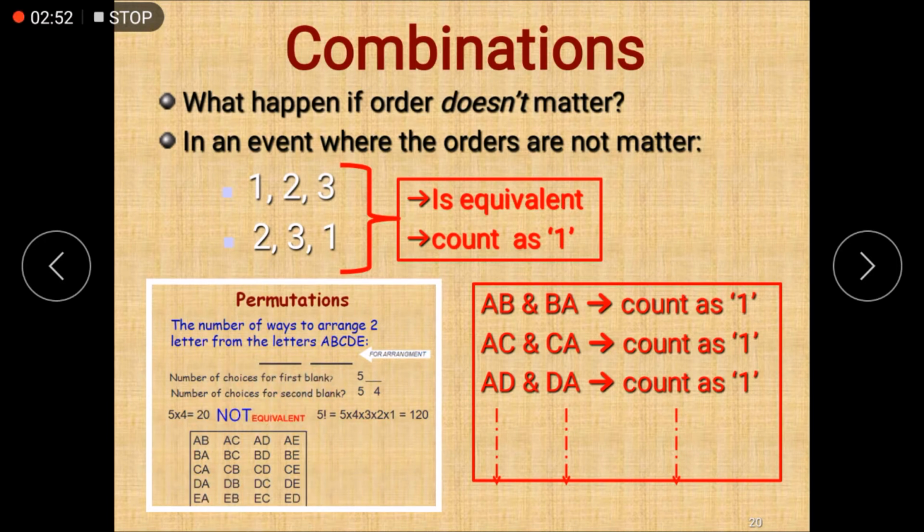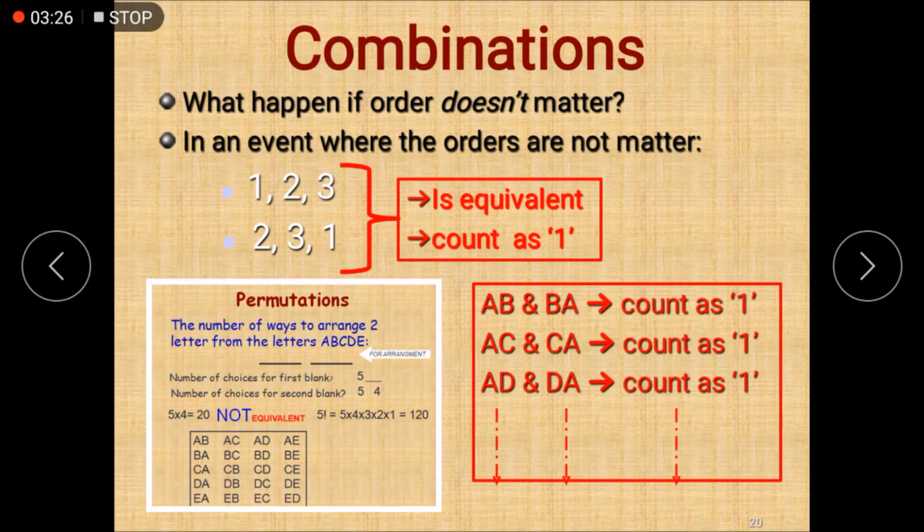But when it comes to combination, some of the 20 arrangements that you had previously are now counted as one. For example, AB and BA are the same, because the order doesn't matter. AC and CA are the same, because the order doesn't matter. So the same goes on. We can use the logic here: out of 20, actually half of them are repeated.